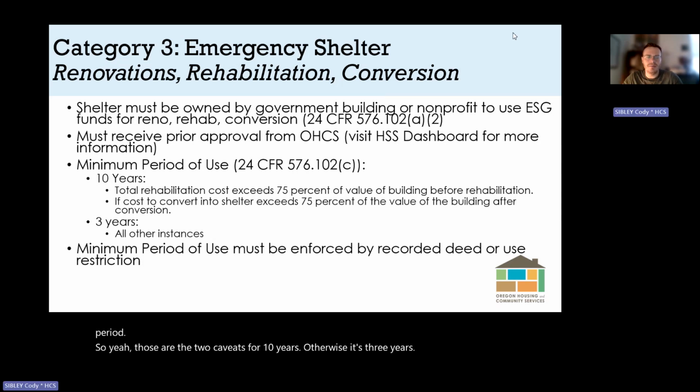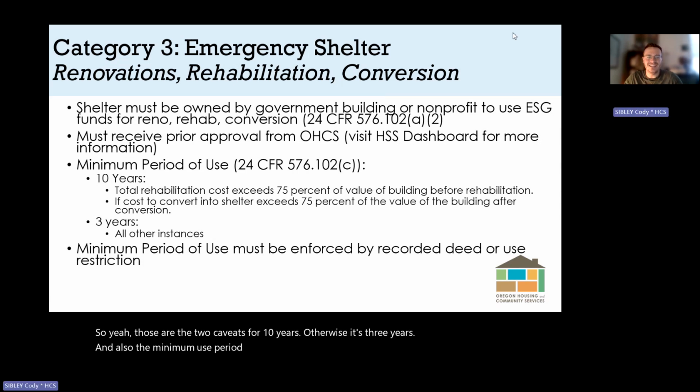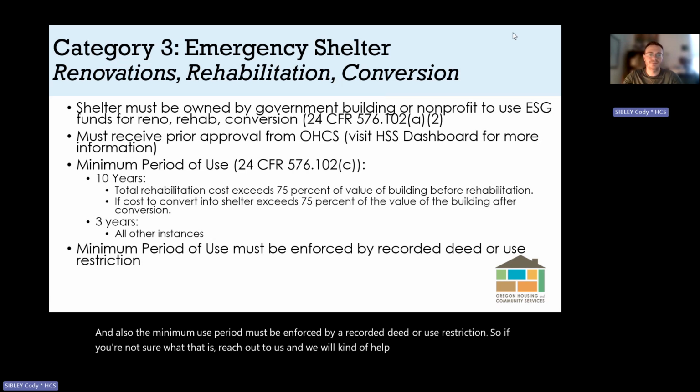And also, the minimum use period must be enforced by a recorded deed or use restriction. So if you're not sure what that is, reach out to us and we will help work through that with you.